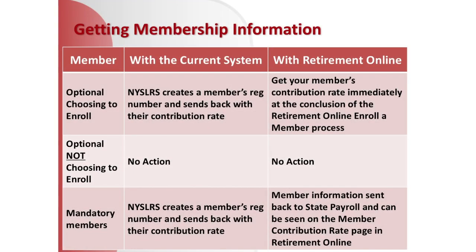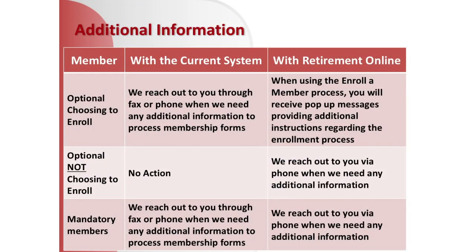By enrolling optional members in Retirement Online, you will be able to get their contribution rate immediately, as opposed to waiting to hear back from NYSLRS, while you will also have access to see member contribution rates in Retirement Online. Enrolling optional members using Retirement Online will be a streamlined process that will provide you with helpful information if there are any additional instructions you will need.